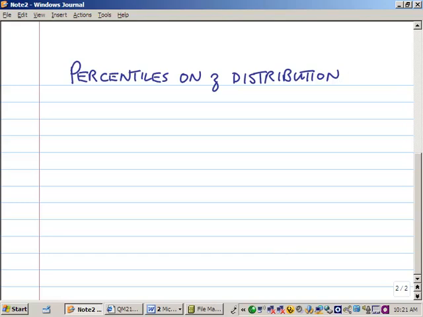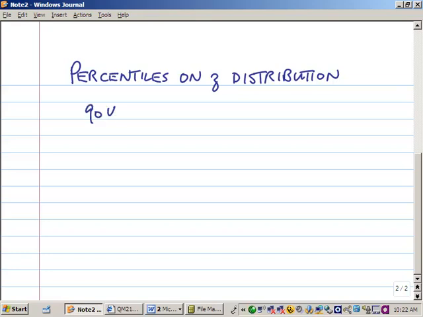We're now going to look at percentiles on the Z distribution. This will hopefully strengthen your concept of percentiles in general and the workings of the Z distribution tables. Of course, percentiles on the Z mean nothing until we go to useful probability distributions involving the Z later.